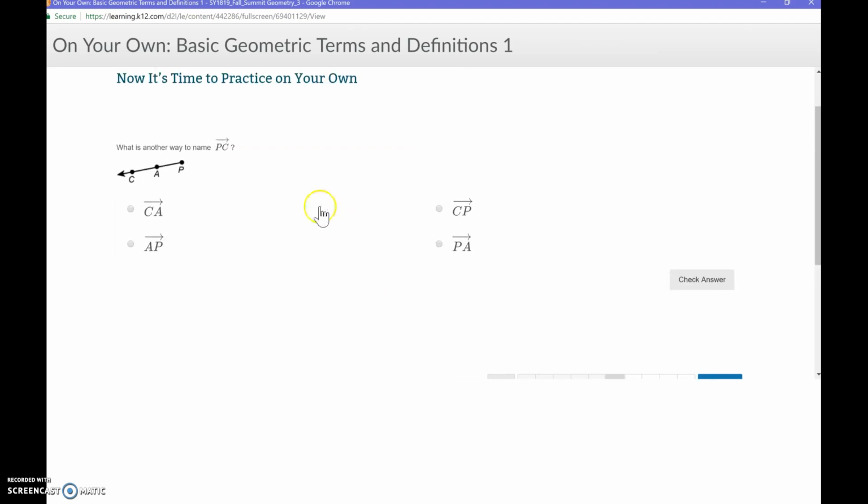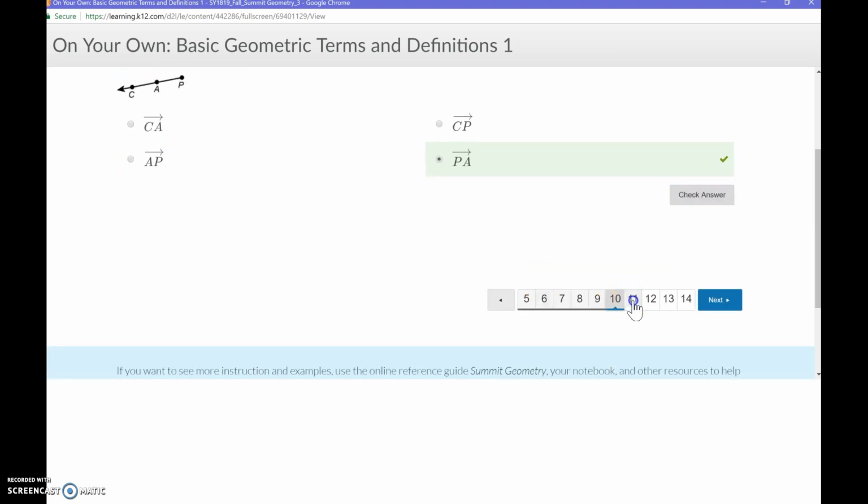What is another way to name ray PC? So the endpoint is P. So if we look here, we know that our endpoint has to be P, correct? Only one of these has the endpoint P, this one. But let's also check and make sure PC goes through A, and it does. That's the correct answer.